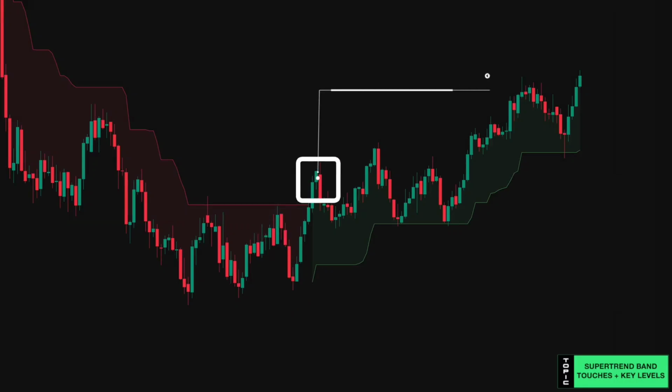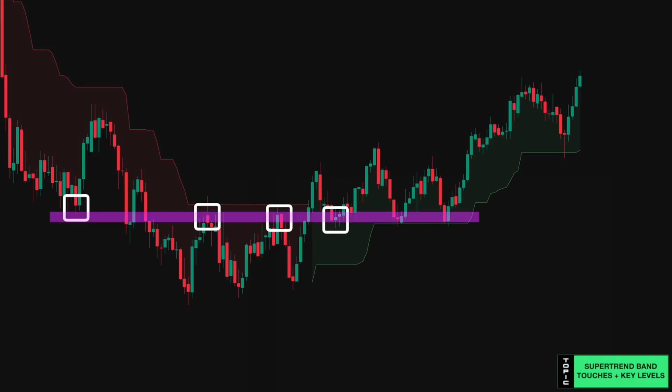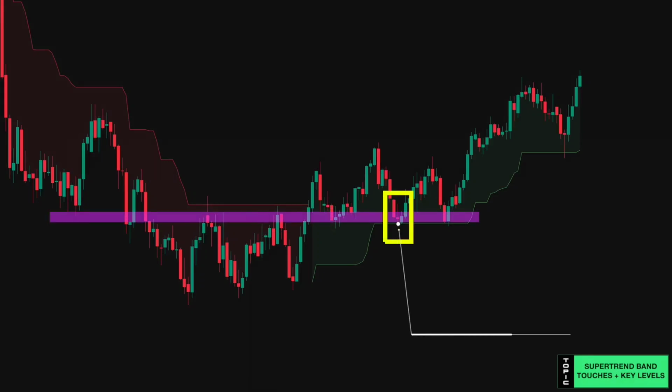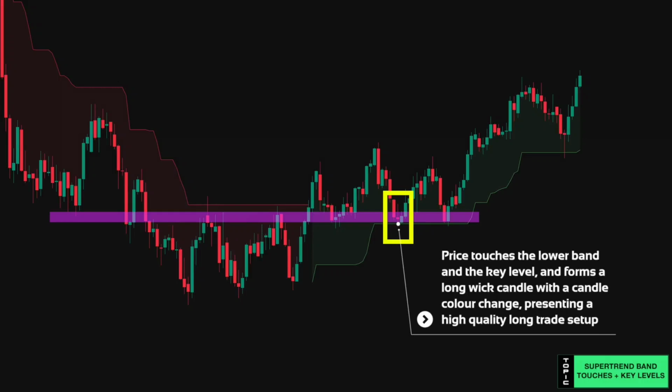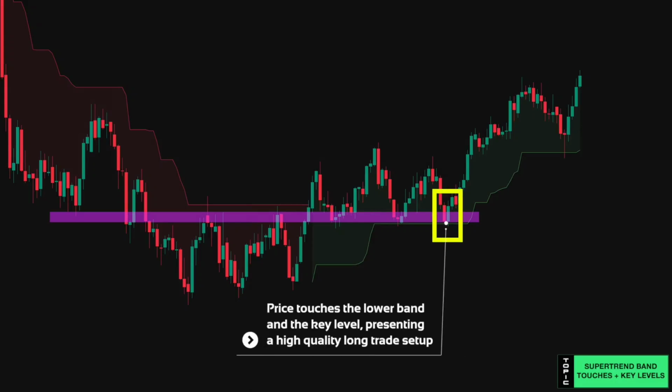Price then breaks above the band and forms a higher high and enters into the green of the super trend, meaning you are now bullish in your bias and looking for long trade setups. These reversal points give you a very key level with multiple touches. Price comes down and touches the lower band and the key level and forms a long wick candle with a candle color change, presenting a high quality long trade setup. Again, price touches the lower band and the key level, presenting another high quality long trade setup.